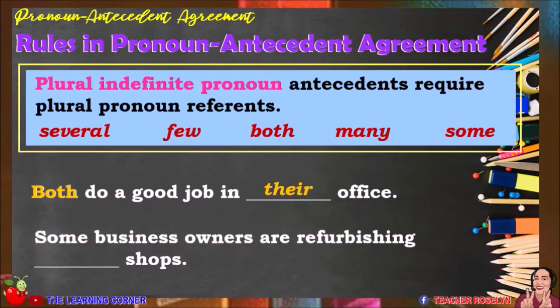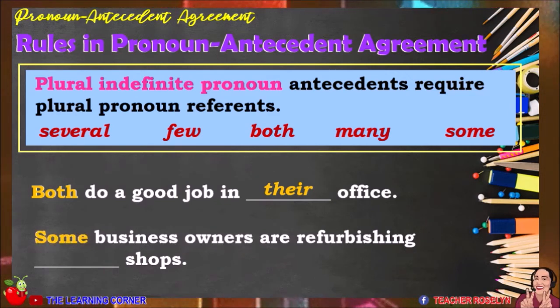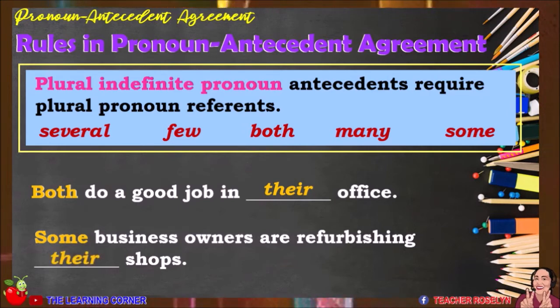Another example. In this sentence, the pronoun some introduces a plural subject, so we will use the pronoun their. Some business owners are refurbishing their shops.